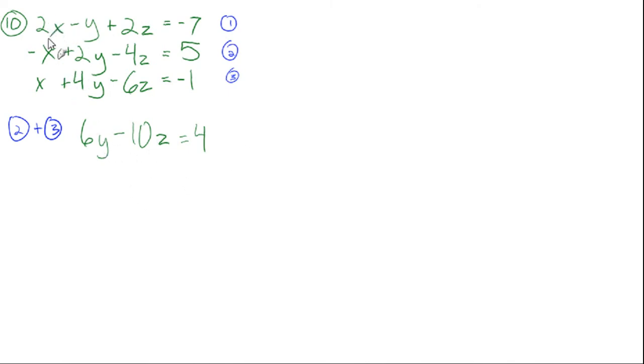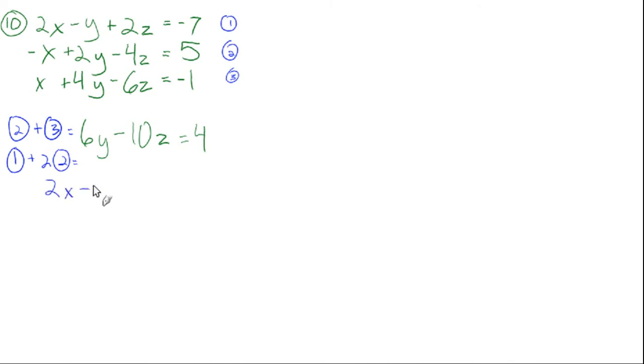So what I'm seeing here, since we're going for x, I see this is negative, this is positive, this just needs to be multiplied by 2, and then this will be a negative 2x. So I'm going to take equation 1 and add it to 2 times equation 2. I'm going to multiply equation 2 by 2 and add it to equation 1. It'd probably be helpful just to write that down.